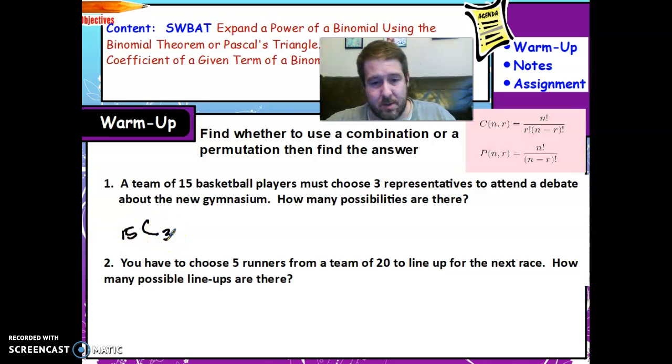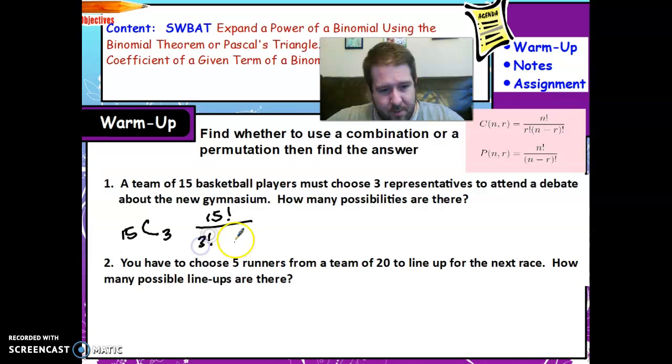So 15 choose 3. You put that in your calculator, 15 choose 3, or you can use the formula that's right over here. So remember, nCr, n happens to be 15, n factorial over r factorial, which would be 3 factorial, and then 15 minus 3 factorial. Then you can simplify this down, you can solve it. Or you can just use your graphing calculator, that's the easiest way.